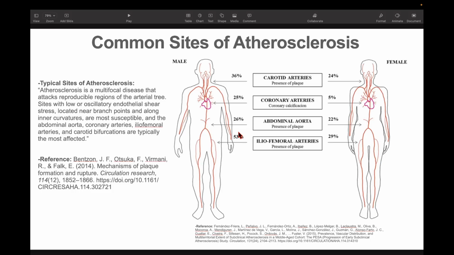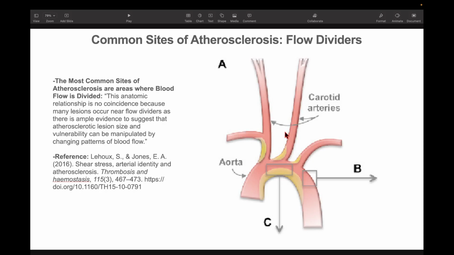So I'm not going to dig into differences between men and women at the moment or in this video specifically, but we can get into that in other videos. So let's zoom in a little bit and we'll talk about what's going on at the aorta and the carotid arteries.